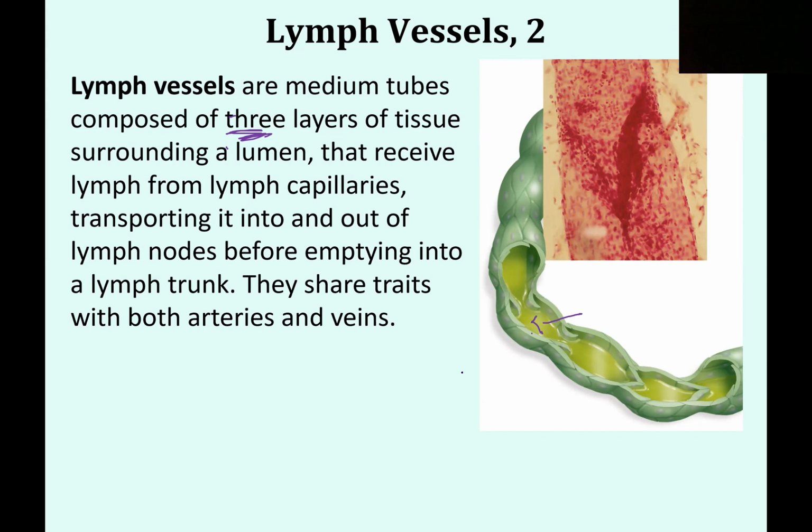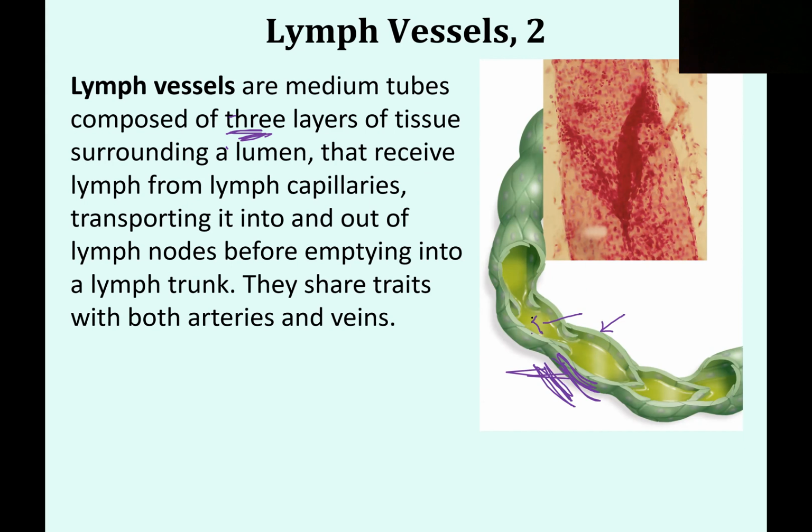They receive lymph from lymph capillaries, so that's their function. They transport into and out of lymph nodes before emptying into the next size tube, which is a lymph trunk. Now here, we only see the endothelium layer, which is continuous with the lymph capillary. Outside of it, there would be smooth muscle tissue and then areolar tissue and dense tissue.